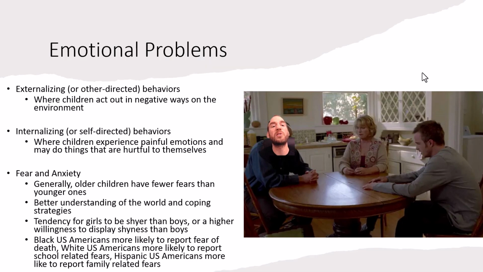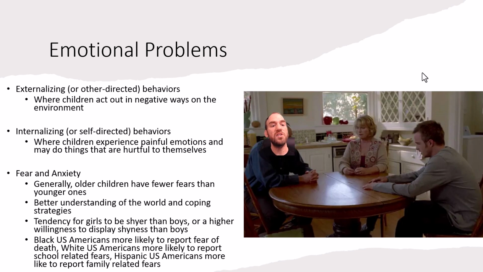Let's jump to some specific emotional problems. We already alluded to internalizing and externalizing behaviors and outcomes. So let's jump into some more specifics. Externalizing or other-directed behaviors are when children act out in negative ways on the environment. Internalizing or self-directed behaviors are where children experience painful emotions and may do things that are hurtful to themselves. So it's inward, internal versus external.